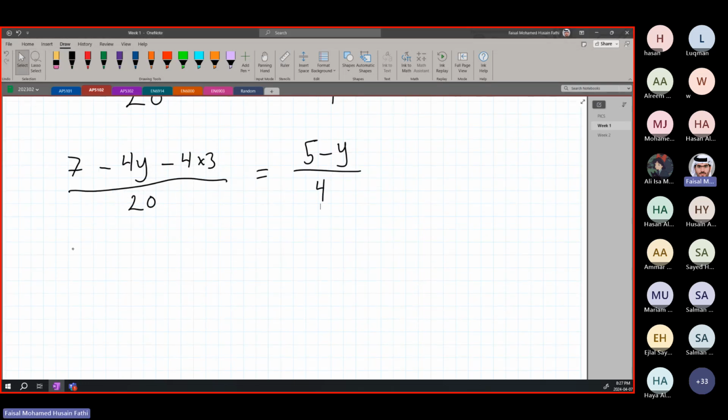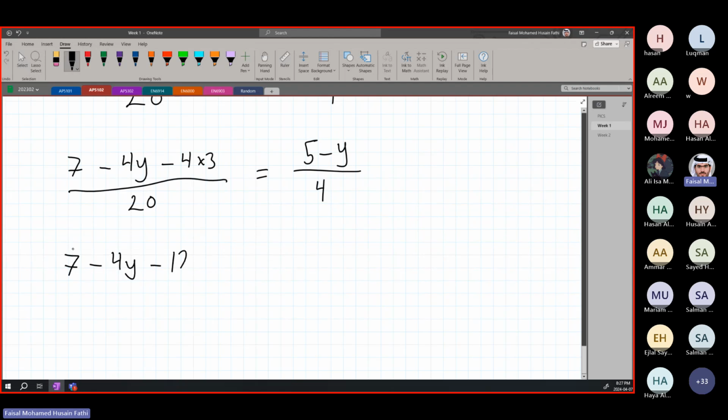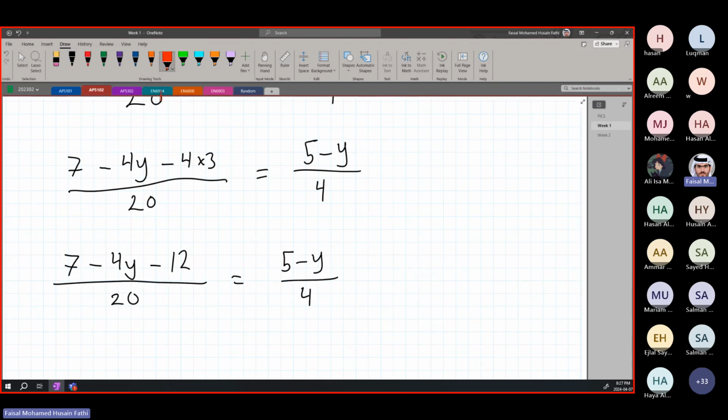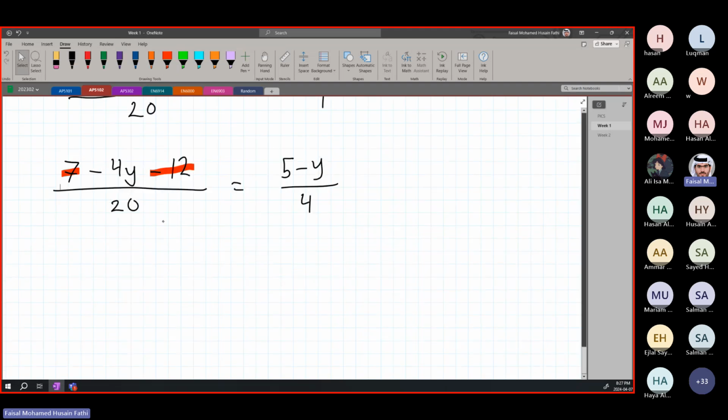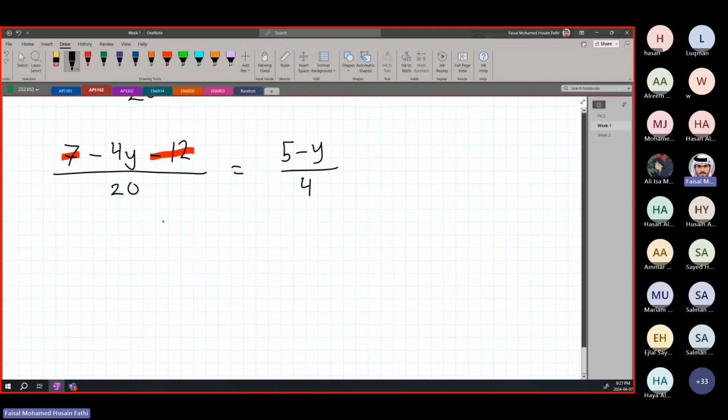And then we simplify it a bit more. 7 minus 4y minus 4 times 3 is 12 over 20, which is equal to 5 minus y over 4. As we have seen earlier, to simplify expressions, we will just group this and this together. And then 7 minus 12, which I'm just going to write directly as minus 4y. And then this is just the middle minus 4y. And then minus 5, because this is just 7 minus 12.